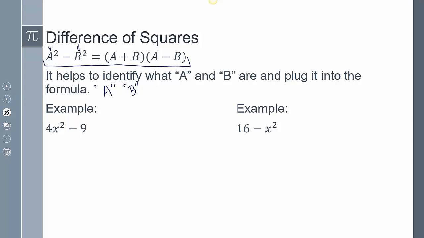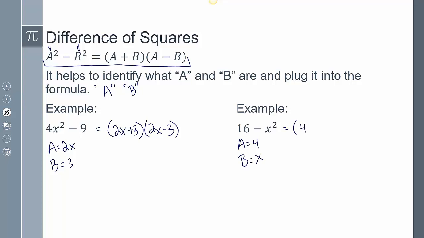So for this first example, this 4x squared minus 9, well, a is the square root of that, and so that's going to be 2x. b is the square root of the 9, and so that's going to be 3. And so being able to simplify this, you're going to say a plus b times a minus b. And that's your answer. Now don't let the order fool you. Okay, my a is going to be 4. My b, the square root of x squared, is going to be x. And so this is going to be a plus b times a minus b. And so that's going to be my answer there.